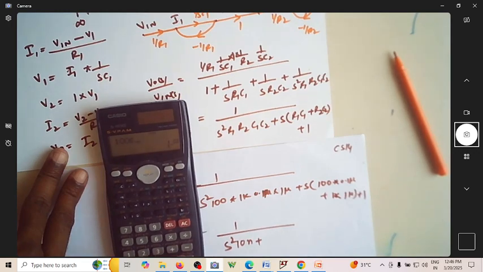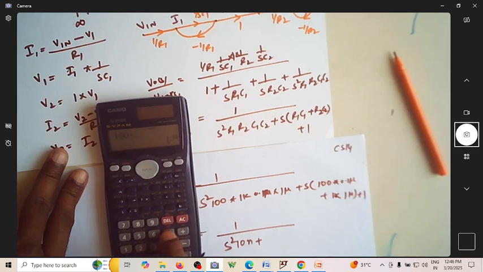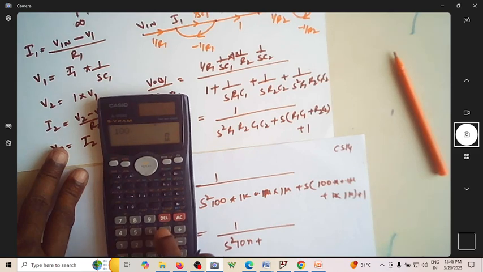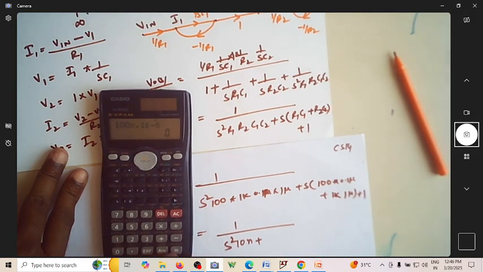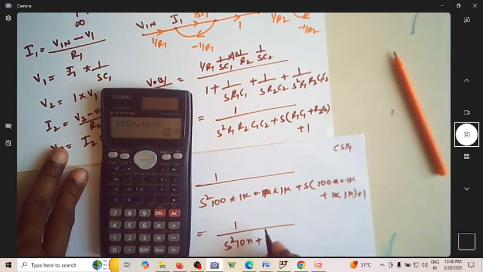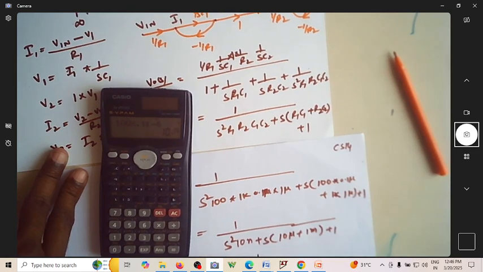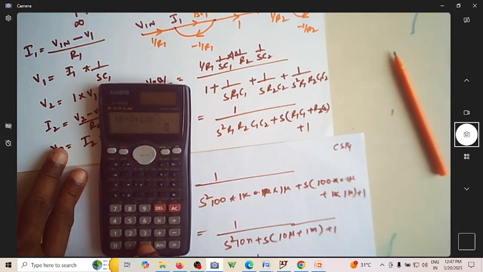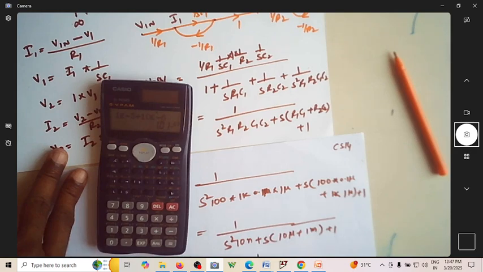100 into 0.1 exponential of minus 6 is 10 micro. It is S into 10 micro plus 1 milli plus 1. So then this is S square 10 nano plus, how much is this, 1 exponential minus 3 plus 10 exponential of minus 6 is actually 1.01 milli S plus 1.